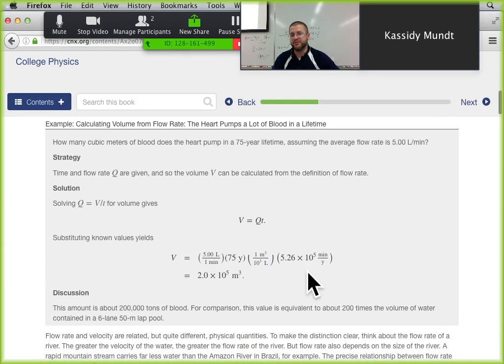So here's an example of calculating this flow rate. We're going to calculate how many cubic meters of blood the heart pumps in a 75-year lifetime, assuming the average flow rate is 5 liters per minute. So liters is a measure of volume, minute is a measure of time, and so we want to go ahead and calculate this in SI units, which are cubic meters. So what is a liter?